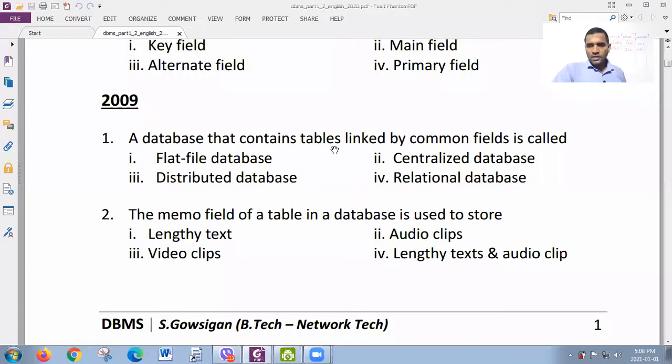2009. A database that contains tables linked by a common field is called... So you have tables with common fields. You have seen so many tables like that. So the database which has those particular tables should be called a relational database, because those tables have relationships. They may have one to one, one to many, or many to many. Since tables have some sort of connections, the database itself is called a relational database. Sometimes called a relational database management system, or relational database. Fourth answer.